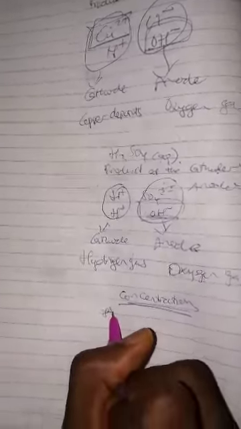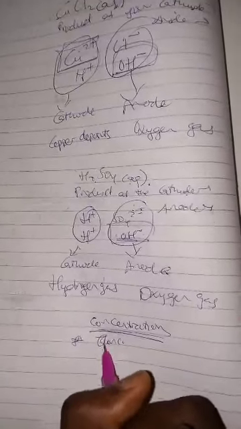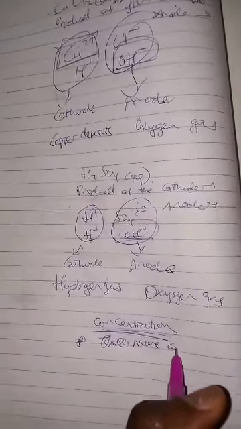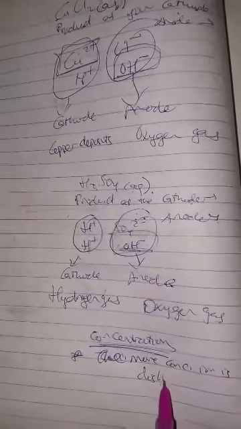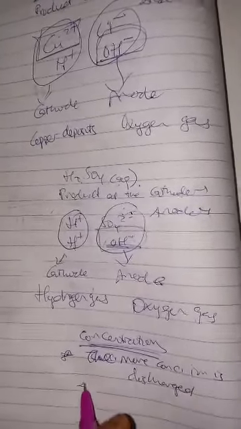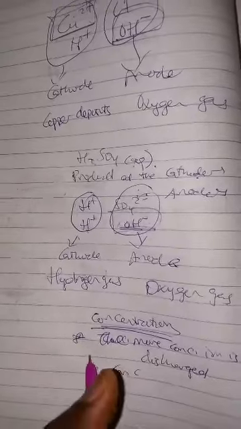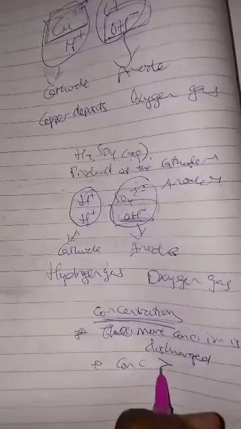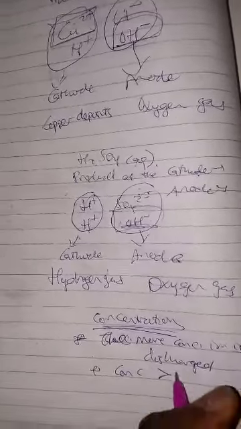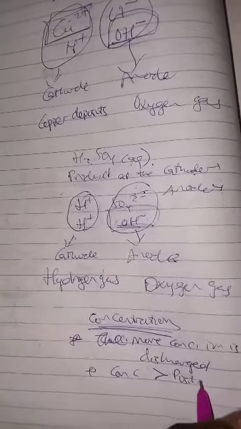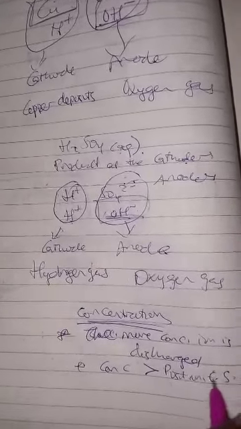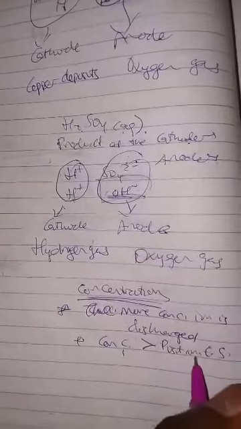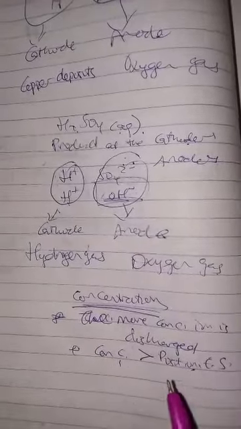Now let me talk on concentration. The more concentrated ion is discharged. The next thing you need to know is that the effect of concentration is greater than the effect of position in the electrochemical series.